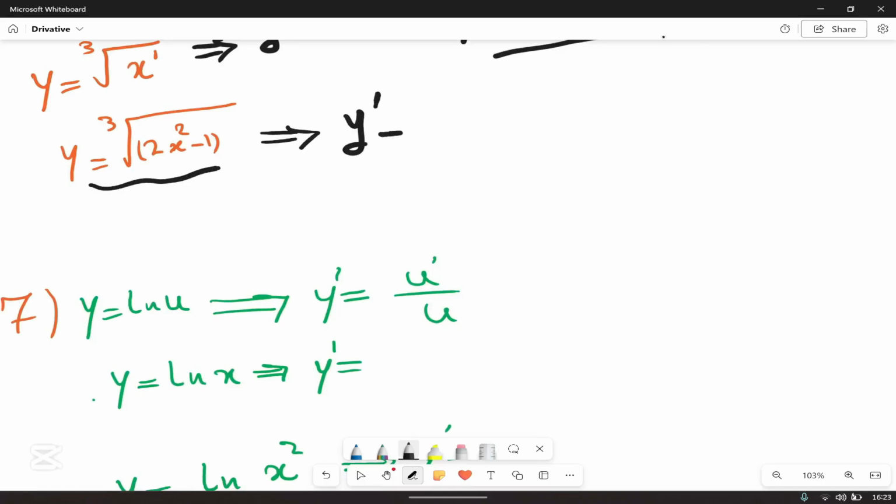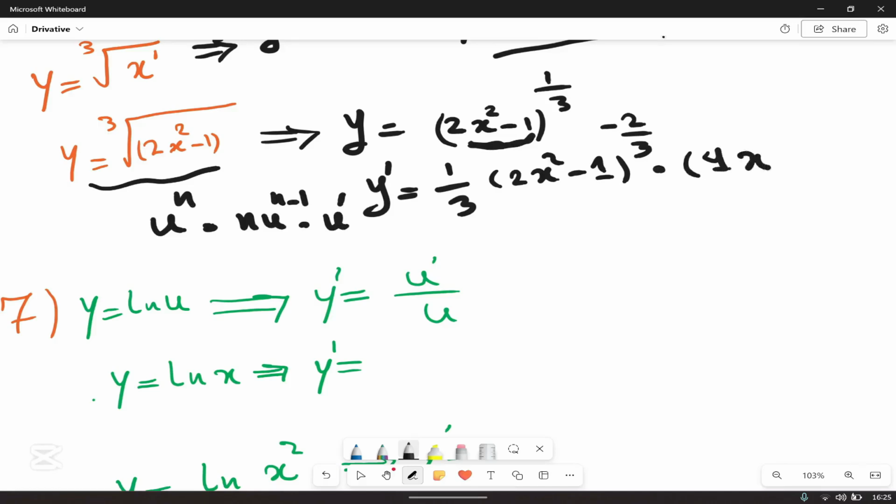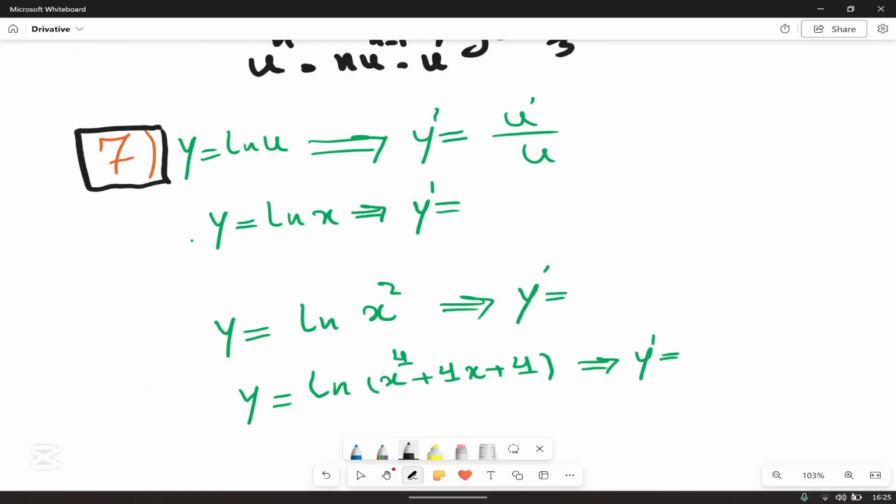Okay, y is, at first I write it in that form, (2x^2 - 1)^(1/3), and after that I'm going to calculate this. Guys, it's not y prime, it's exactly y. Now I calculate this: 1/3 (2x^2 - 1)^(-2/3), and after that we must calculate this part. Yes? Why? Because the derivative of u^n is n u^(n-1) times u prime, and this part's derivative is times 4x.